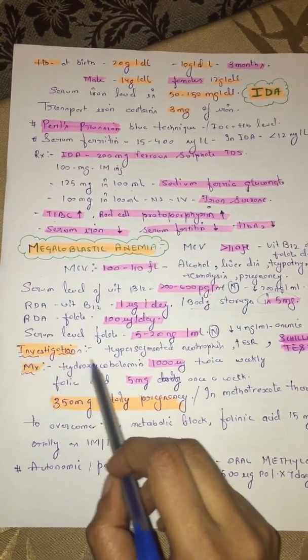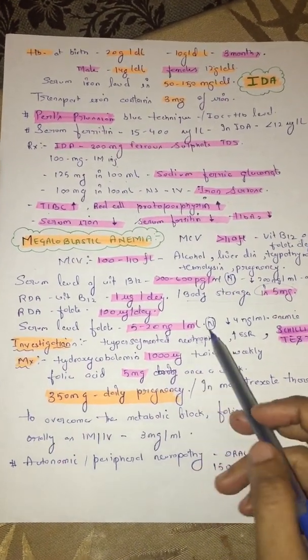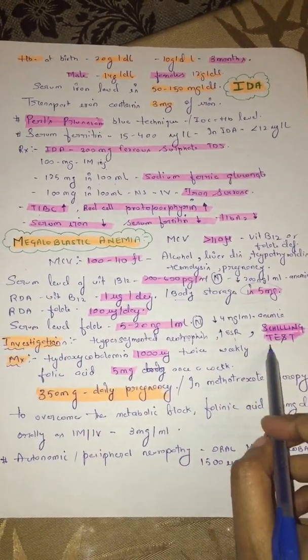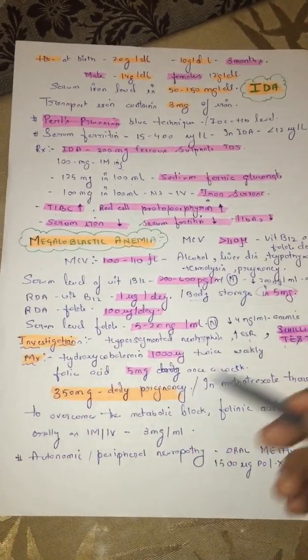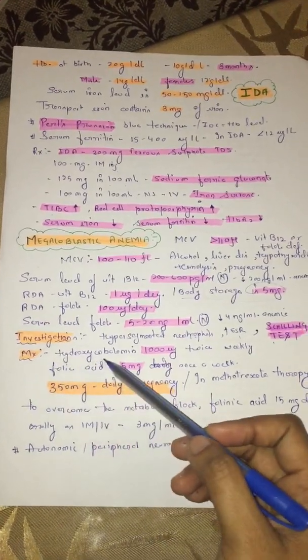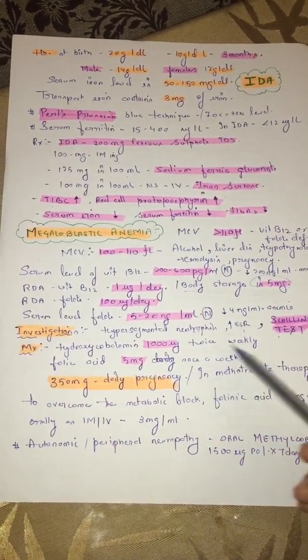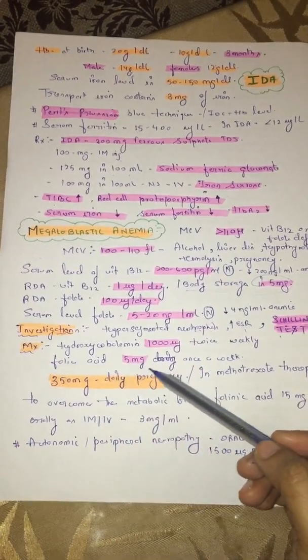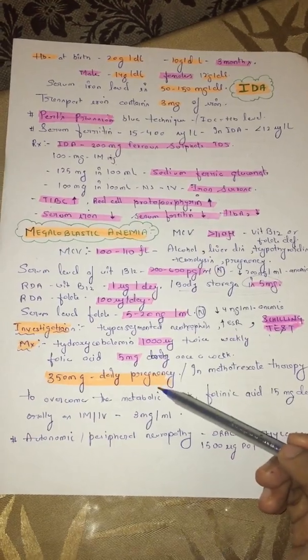In the investigation, what we will see over here, we will find hypersegmented neutrophils, more than 5 lobes present, increase in ESR, and the Schilling test. In the Schilling test we will give some doses, and later on we'll see the excretion through the urine. Then management can be given as hydroxocobalamin 1000 microgram twice weekly. We can give folic acid 5 milligram once a week, and 350 milligram daily in pregnancy we should give.